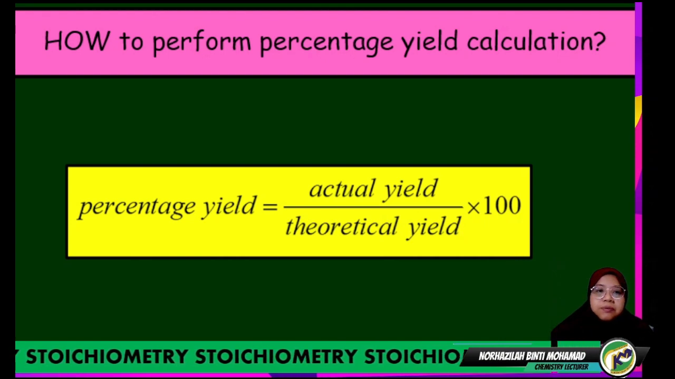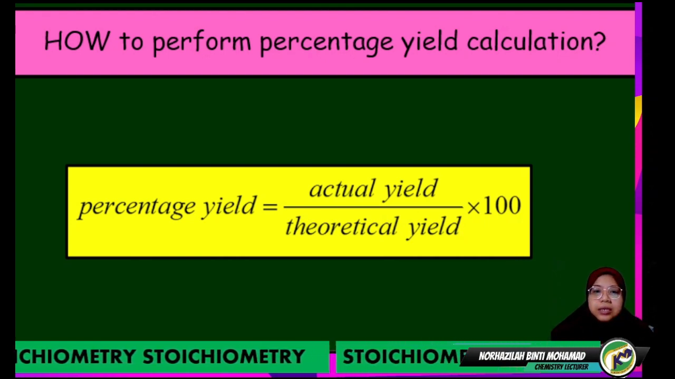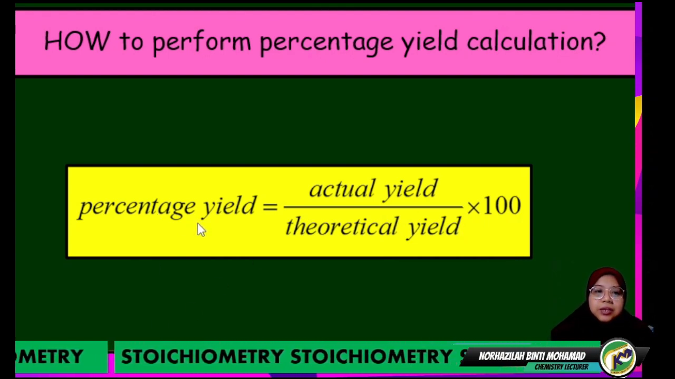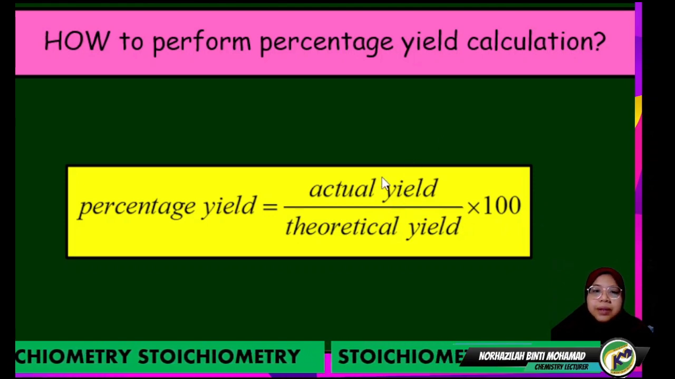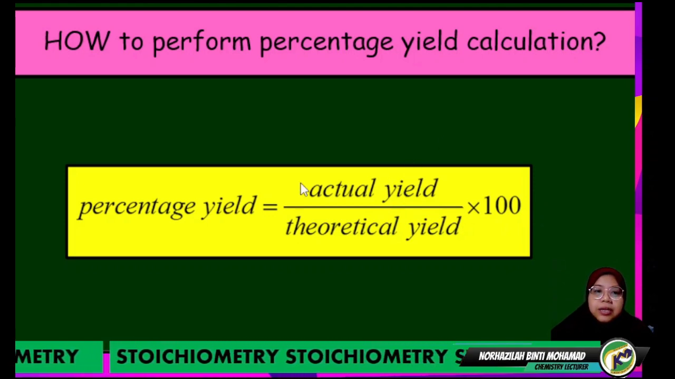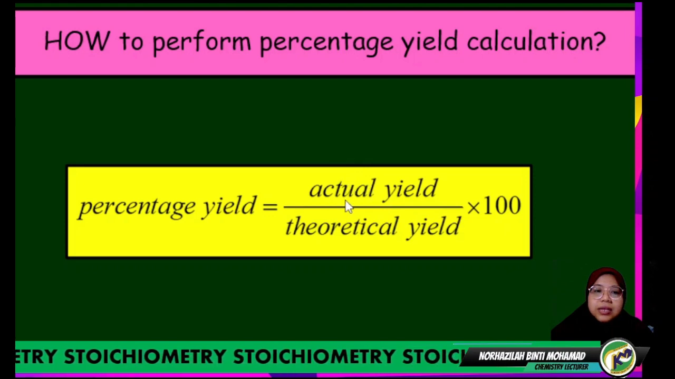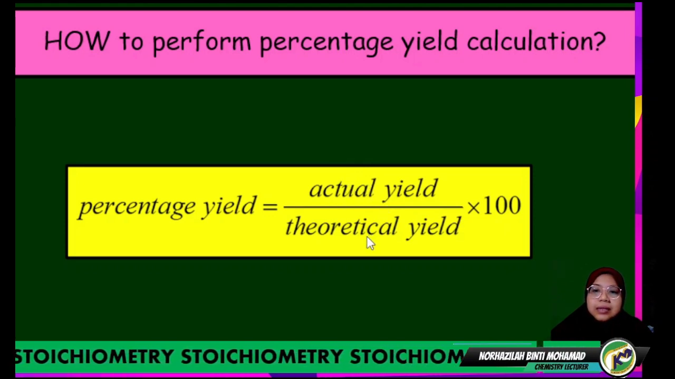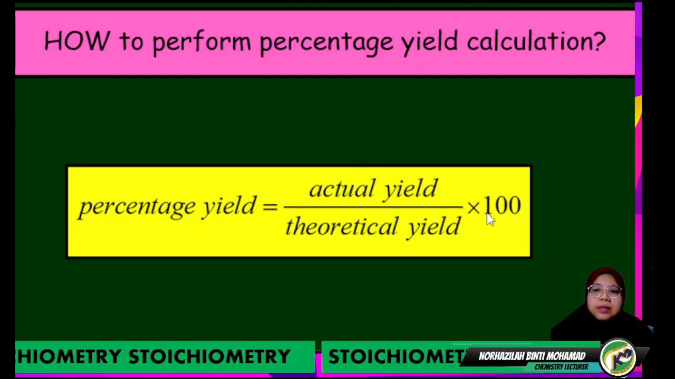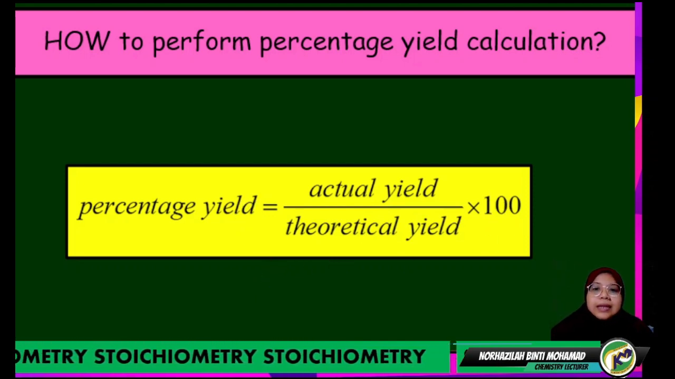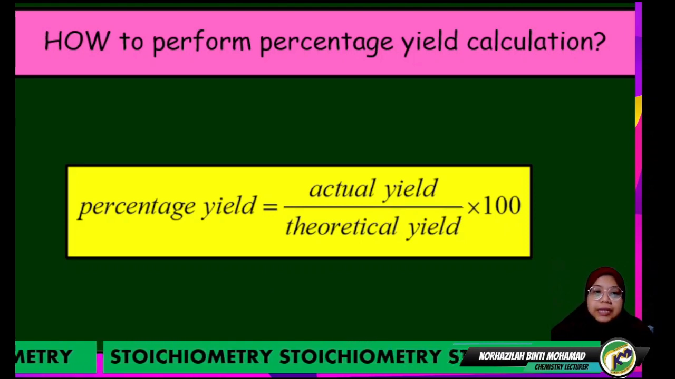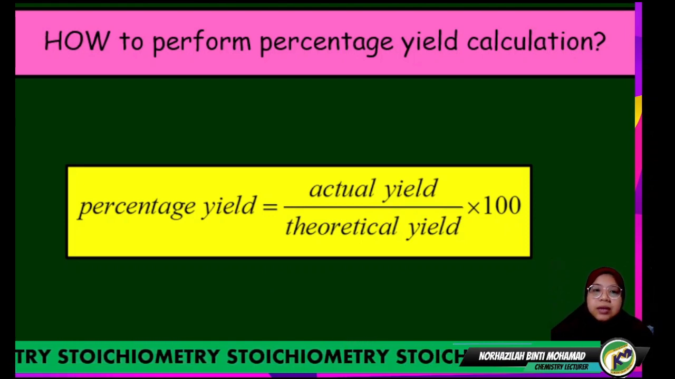So, how to perform percentage yield calculation? To calculate the percentage yield, the actual yield is divided by the theoretical yield, times 100. So, for example, for our corn here, I have 27 popcorns divided by 30 popcorns, times 100. So we will get the percentage yield as 90% yield. So 90% of the corn kernels will turn to popcorn.